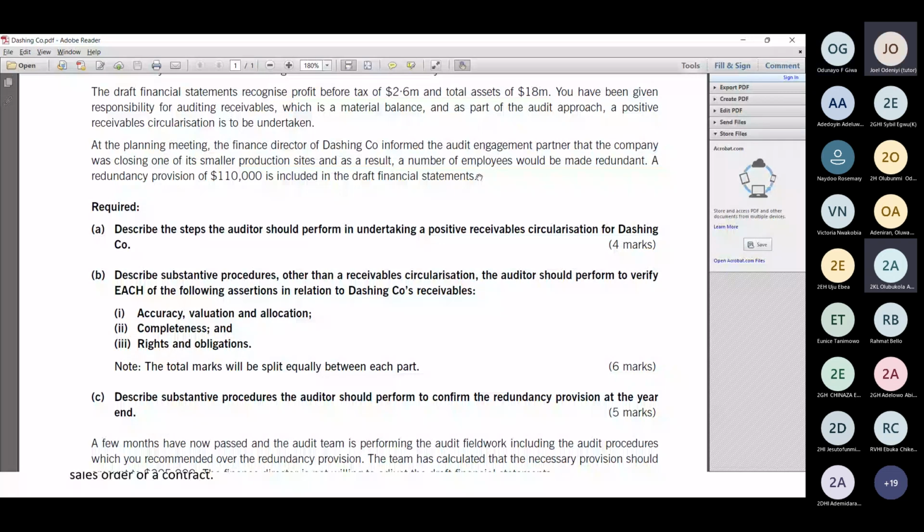Hold on. So now the other thing, your procedure is just missing some things. Now, if you say review minutes of the board where they discuss the redundancy provision. Yes.